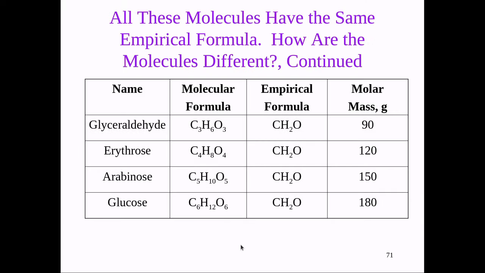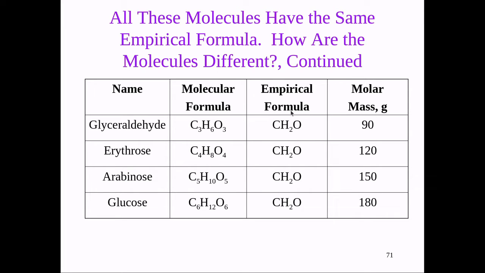So the extra bit of information that we're going to need is the molar mass of the molecular formula of these different sugars. So the molar mass of glyceraldehyde, for instance, would be 90. The molar mass of erythrose would be 120. And you can see that these are all going up in even increments.